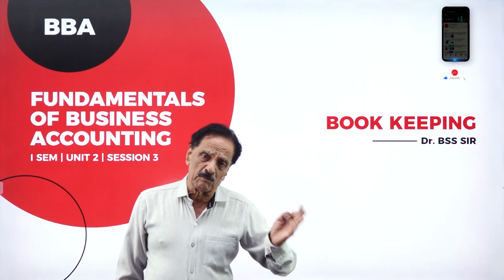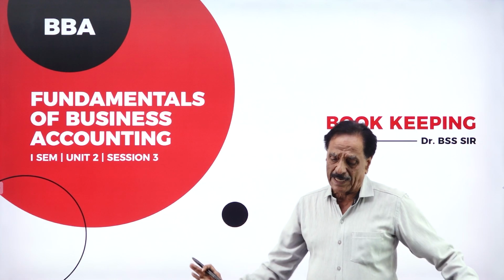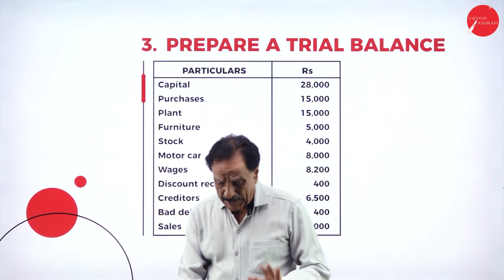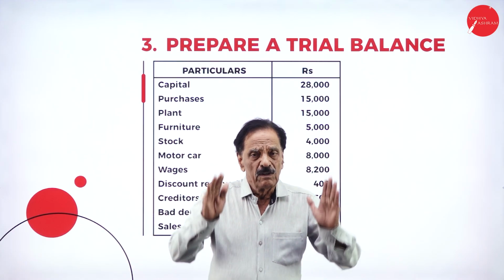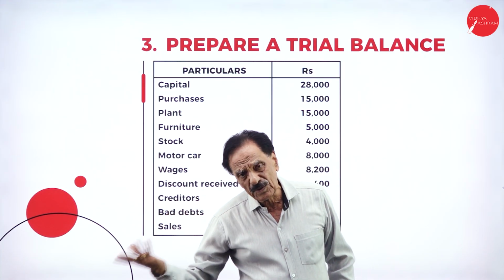What is keeping the books in a systematic way? Today, we are going to discuss the trial balance. So we have to prepare a trial balance. This is a 10 marks question. First, we prepare the journal entry, journal to ledger, ledger to trial balance.